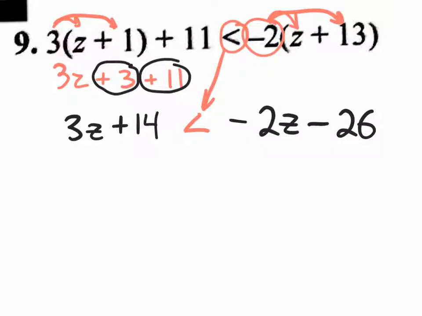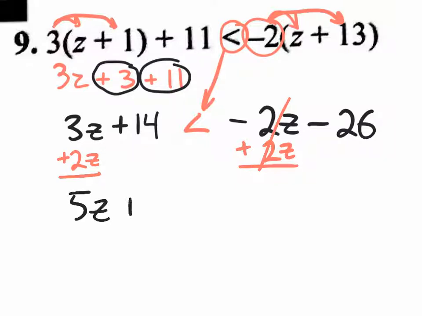From here, we continue thinking about the goal, getting z by itself on one side. Where's the z at? The left side? It's on both sides, right? So you need to get rid of one of them. Which one would you get rid of? I would definitely get rid of the -2z by doing the opposite, +2z. Okay? Cancels. What you do to one side, you do to the other side, +2z. So what do we get on the left side? We get 5z, bring down the +14, bring down the inequality, bring down -26.